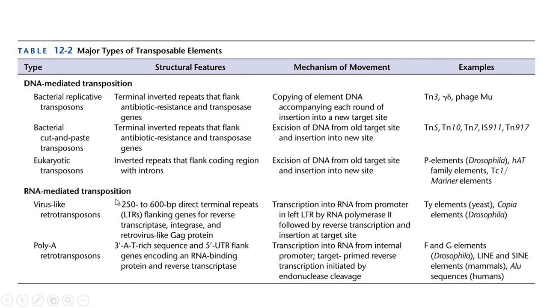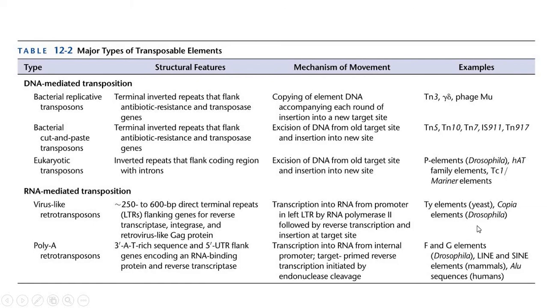RNA-mediated transposition is of two different kinds, virus-like and non-viral, or poly-A retrotransposons. These virus-like transposons have large long terminal repeats, up to 250 to 600 base pairs. You remember in DNA-mediated transposons, those inverted repeats are at most about 100 base pairs, usually not even that long. So these long terminal repeats are much larger than the inverted repeats of DNA transposons. Examples of these virus-like retrotransposons are Ty elements or copia elements in Drosophila.